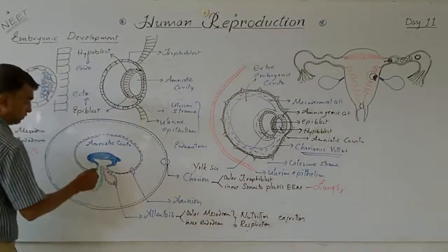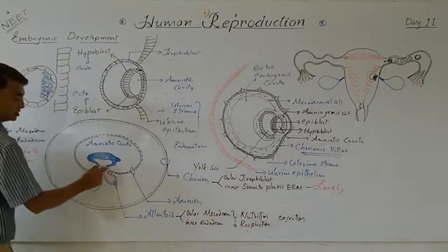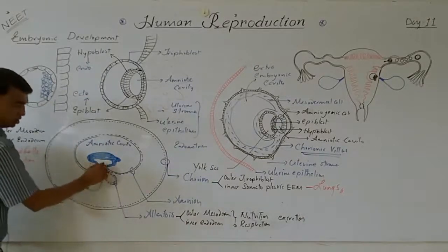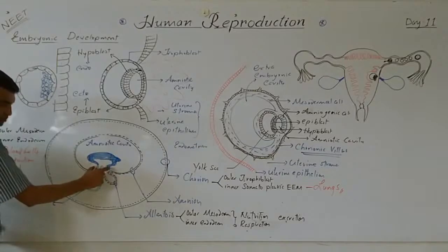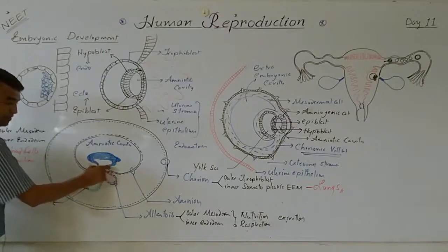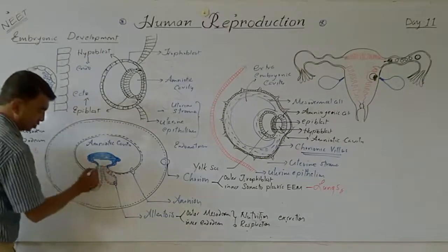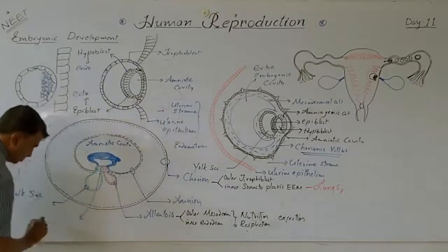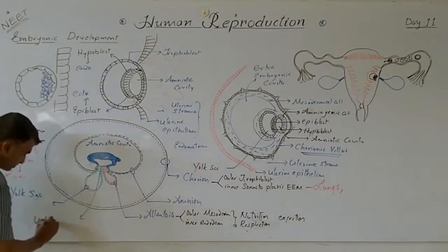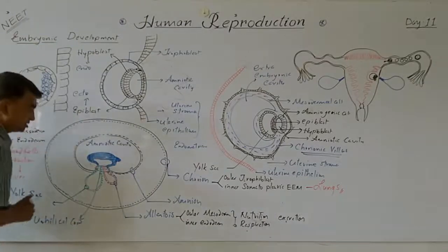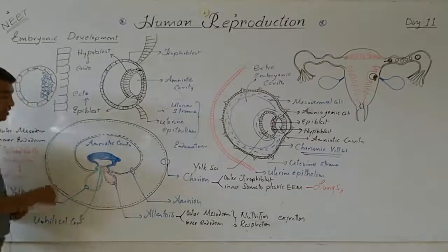Now the stalk of the yolk sac and allantois collectively form the umbilical cord, which is attached to the gut of the embryo. This is the stalk of the yolk sac, this is the stalk of the allantois, covered by the amniotic epithelium. This complete structure is called the umbilical cord, attached to the gut of the embryo.